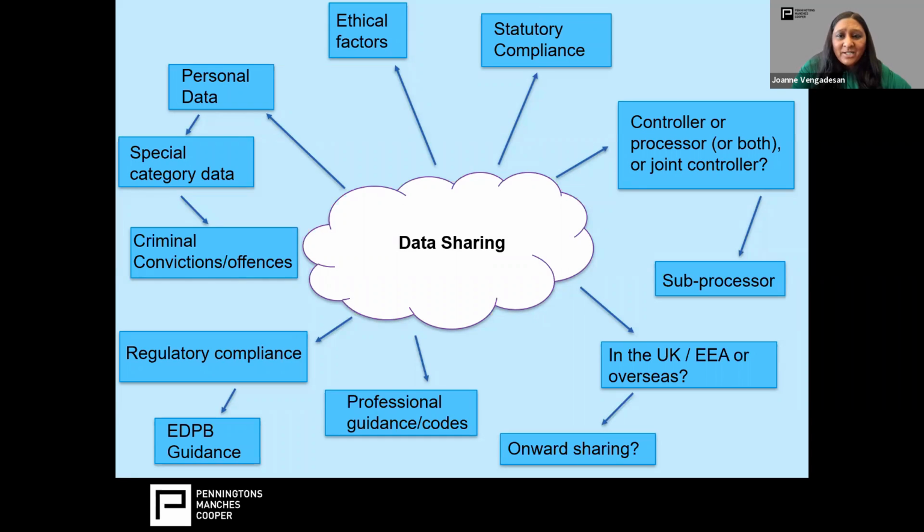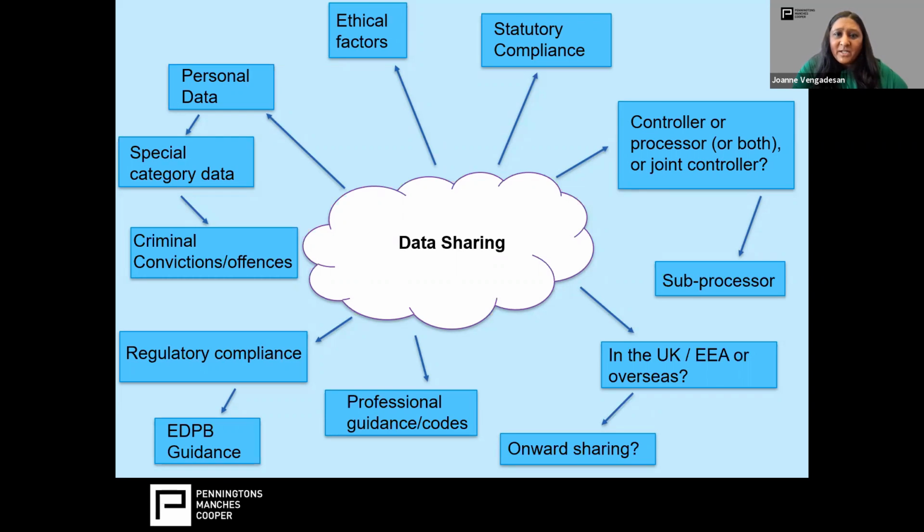And I think the ICO's Code of Practice does help pick out some very pertinent points relating to data sharing, but we thought this might be a useful high-level picture of the different factors that need to be considered. I mentioned EDPB guidance there as well. EDPB guidance, European Data Protection Board guidance, that is, post-Brexit, not directly applicable to the UK, but obviously still extremely persuasive and relevant.